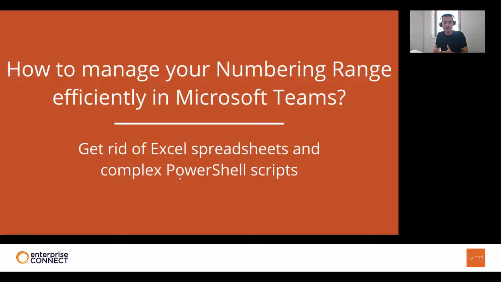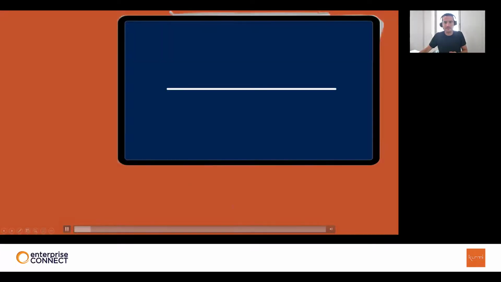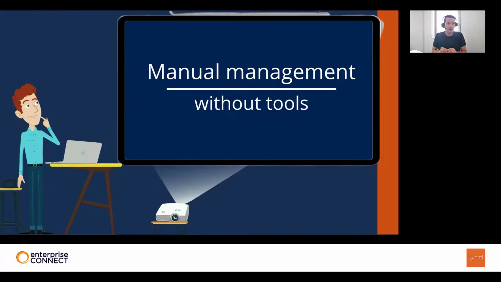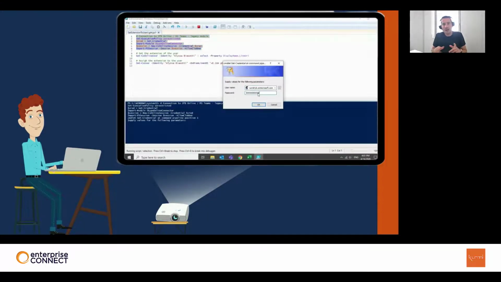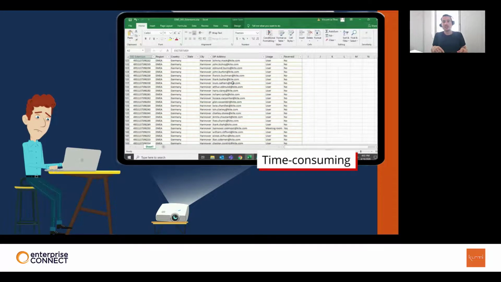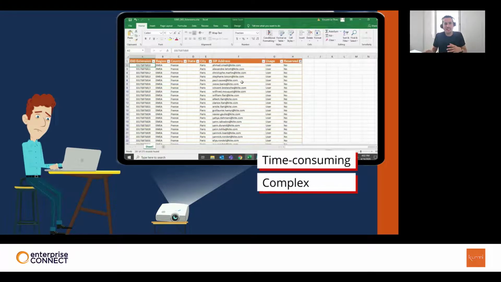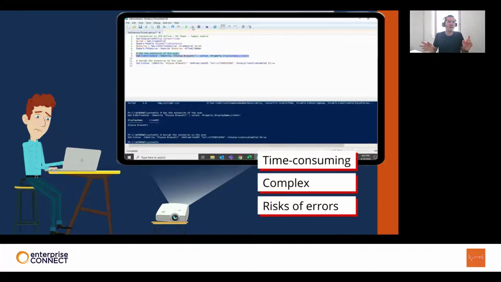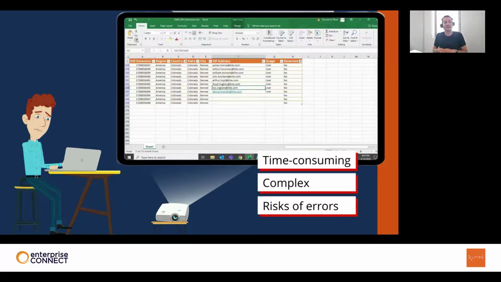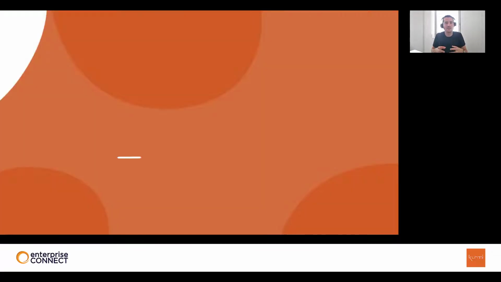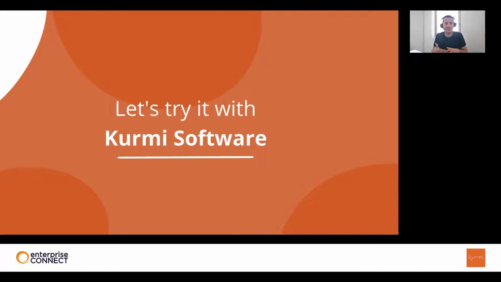All right, so here we go. Here, that's first the manual management without tools. How does that work? You will certainly have to use a console and log in and use complex and boring PowerShell commands in order to make that change, go to Excel, copy paste some data, etc. So that's really complex. You need to be an expert. You have a lot of risks of errors. So that's the way today, without a solution like us, to assign a new number.